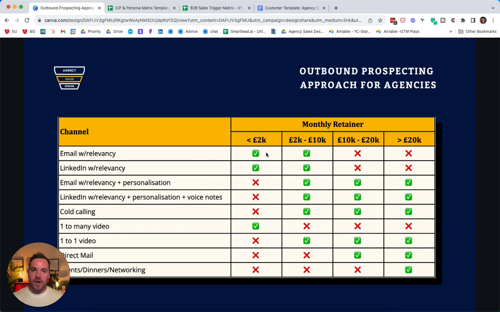Now, the reason why voice notes are included in this particular column here for 2 to 10K is because it just takes time. It takes time to pull up your app on your phone, record individual voice notes for each prospect that you're reaching out to, and send it to them.